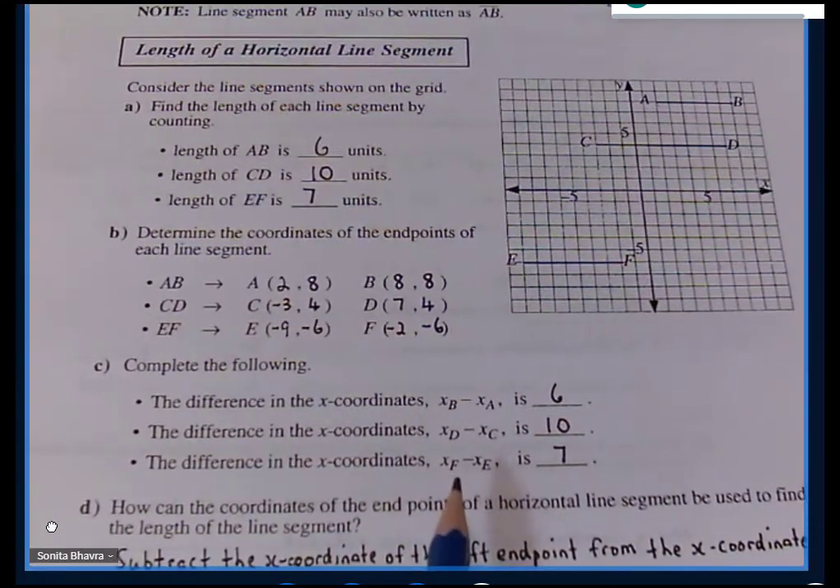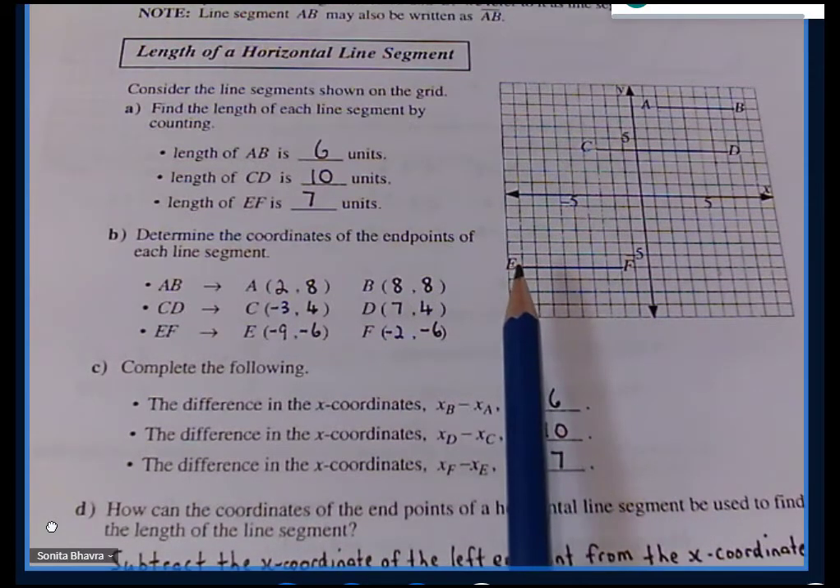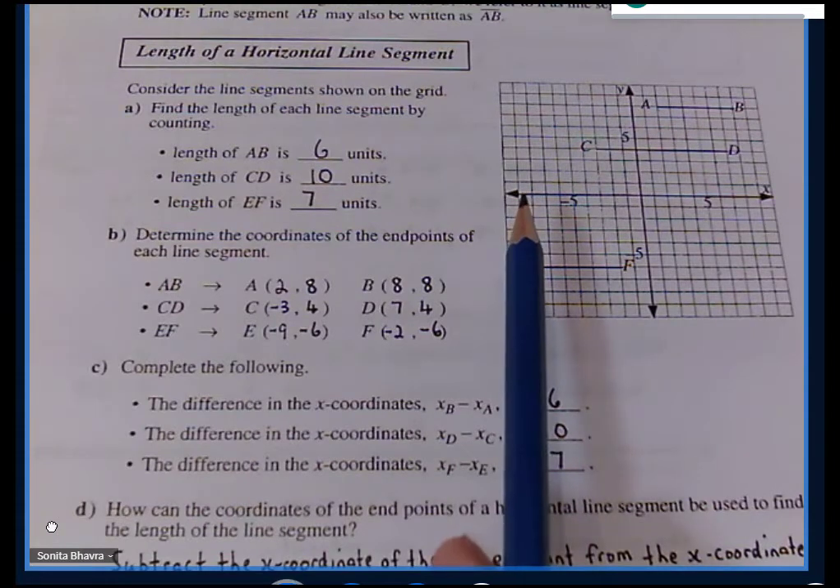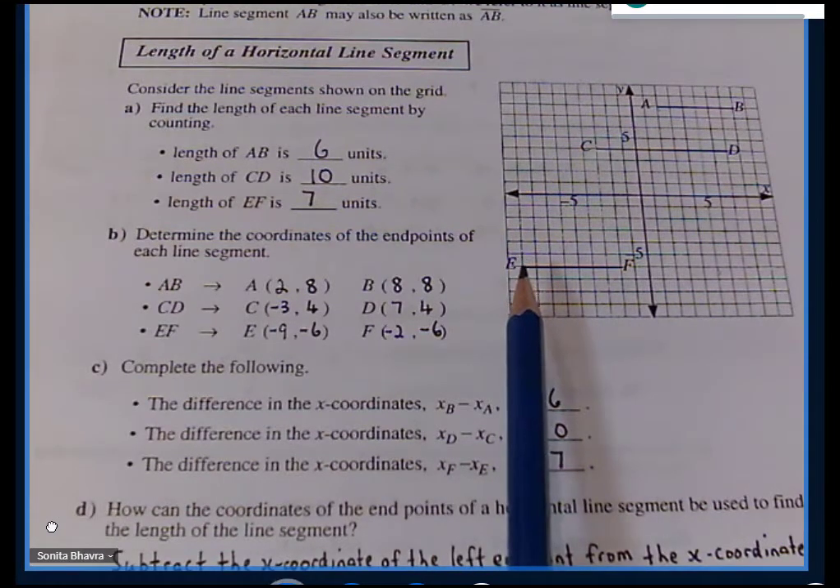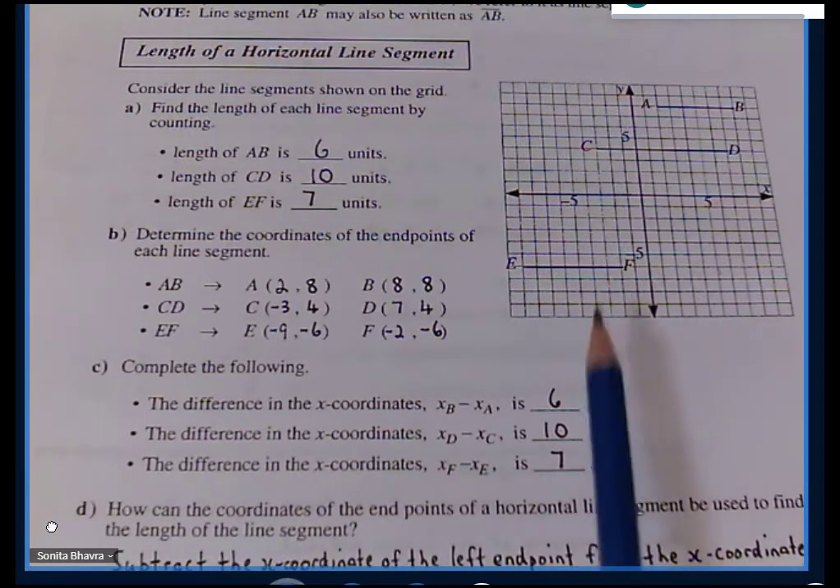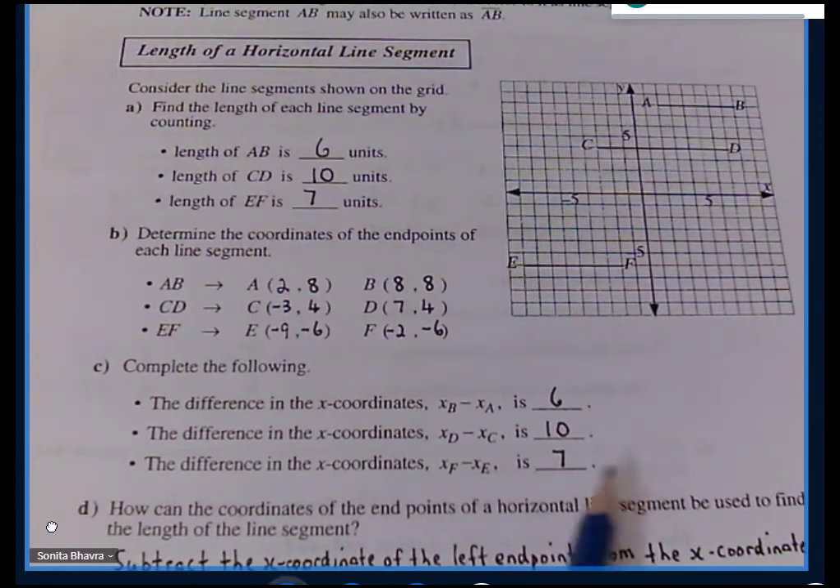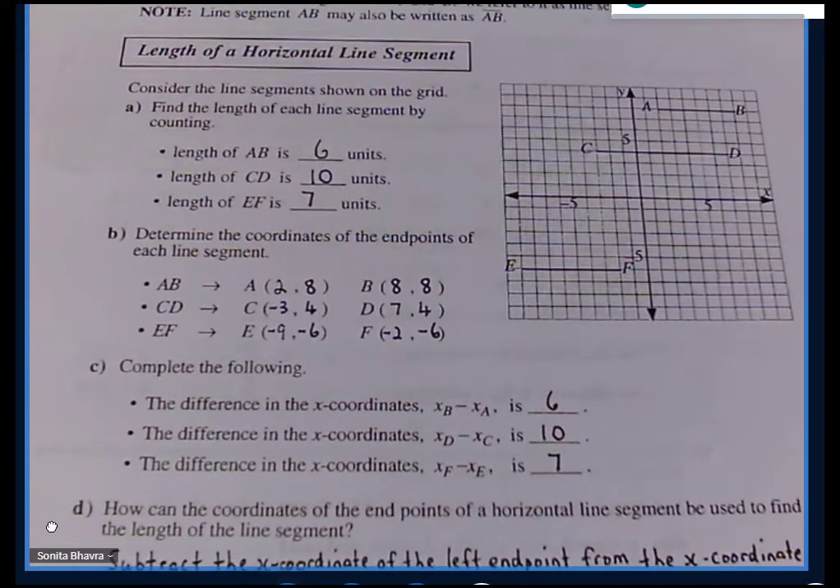E and F we have next. The coordinates for E would be -9, -6, and the endpoint for F is -2 and -6. So you can subtract the two x coordinates, and it still is 7 units in length.